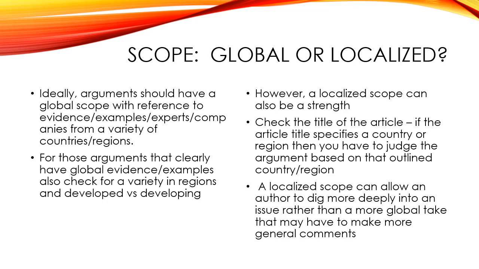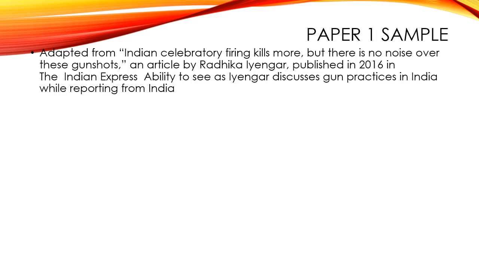One of the good things about a localized scope is that it can allow an author to do a deep dive into that particular region and look at many ways that the topic is affecting that country. That can sometimes be better than a global take, because global takes may have to rely more on general comments. So either one, a global scope or a localized scope, can be a strength or weakness depending on how it's supported. So now let's look at examples.